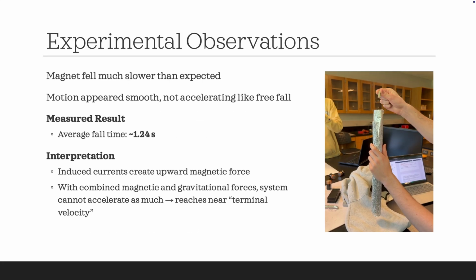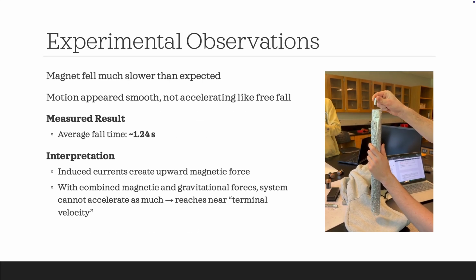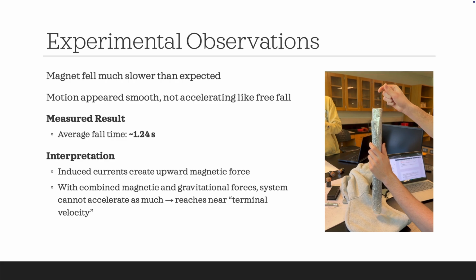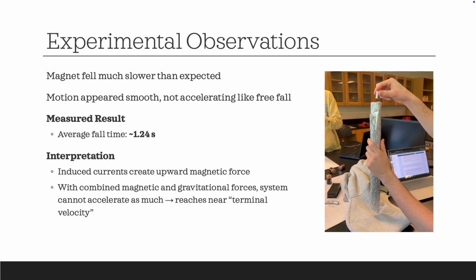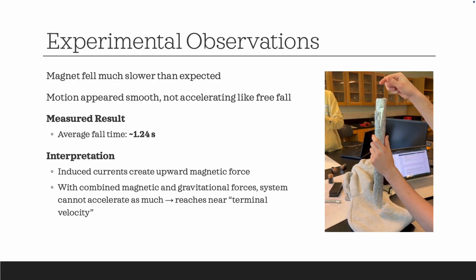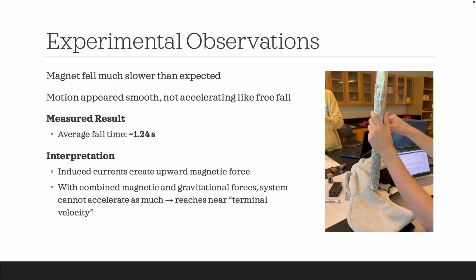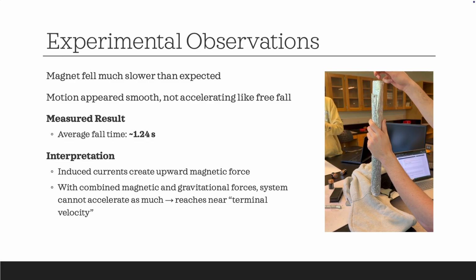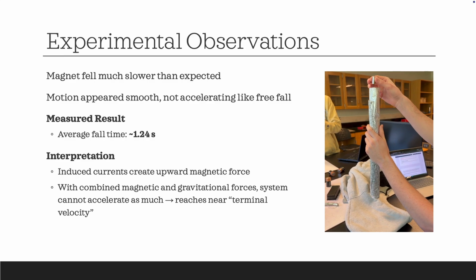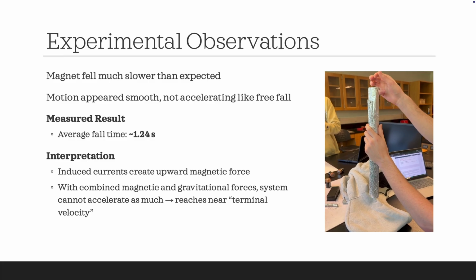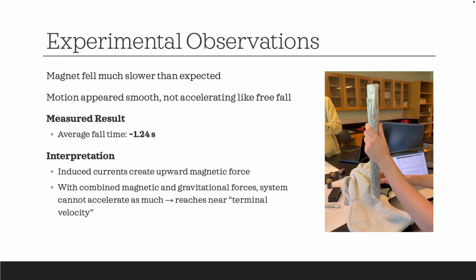From the video, the magnet clearly fell much slower than it would normally, with an average fall time of about 1.24 seconds. Instead of accelerating like an object in freefall, the motion seemed smooth and closer to a constant speed. This behavior occurs because the changing magnetic field induces currents in the tube, which create an upward magnetic force, and as a result, the net force on the magnet is reduced and the system approaches a near terminal velocity.